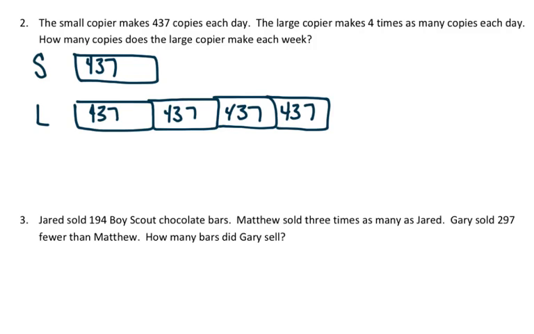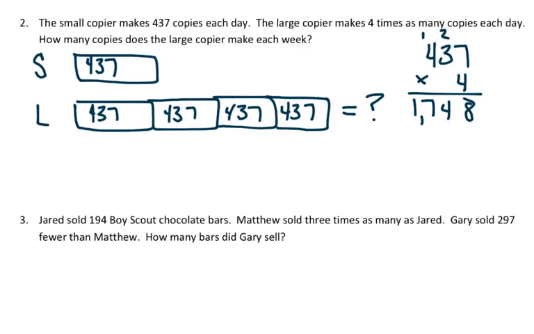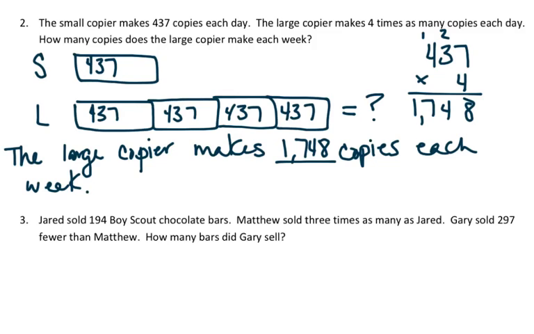And what the question wants to know is how many copies does the large copier make? So that's what we don't know. So to solve this, I can do 437, and I'm going to multiply that by 4. So the large copier makes 1,748 copies. So let's put that in a target sentence. And that reads, the large copier makes 1,748 copies each week.